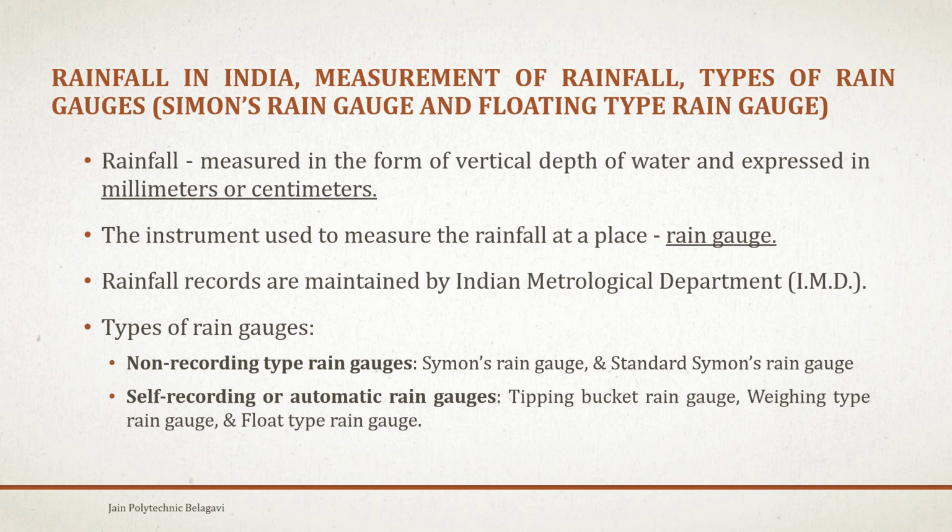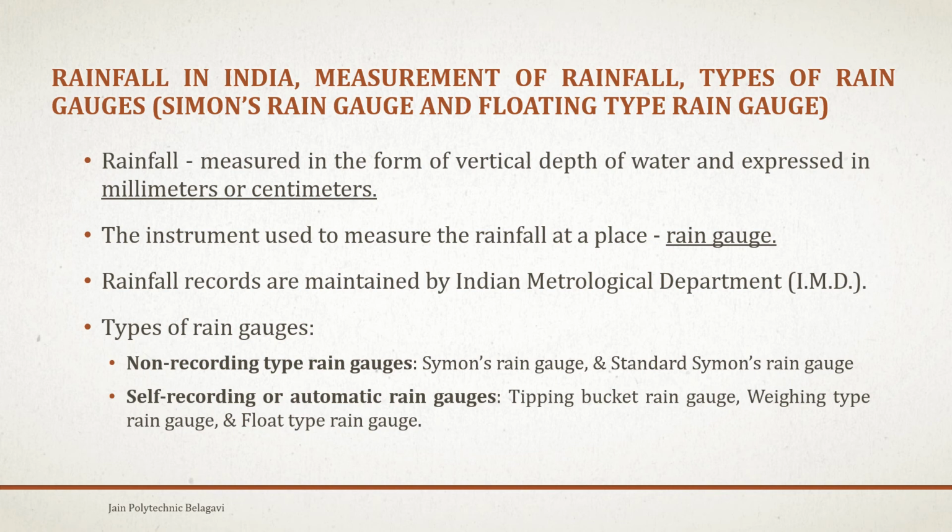Similarly, the weighing type rain gauge is the similar type, an upgraded version of the tipping bucket rain gauge. Here, whatever water has fallen in the bucket is directly weighed, and they collect the weight reading. Again, this is also obsolete and is not in use nowadays.